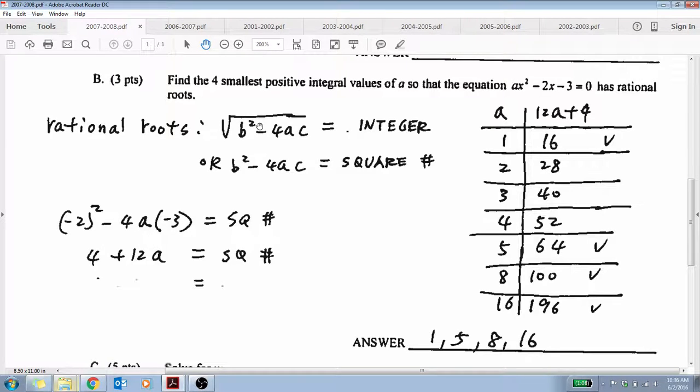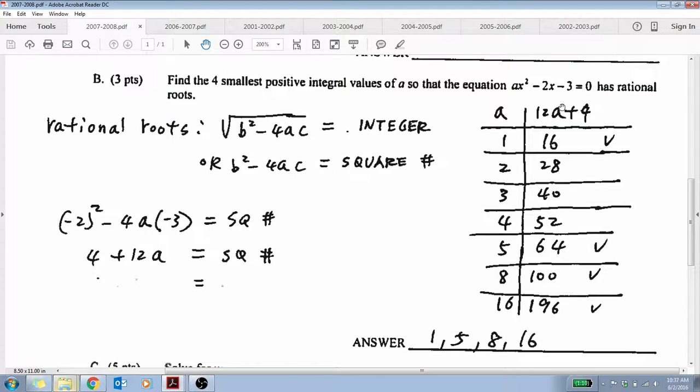So I know that in order for this to have rational roots, I need to have a perfect square. So b squared minus 4ac must be a perfect square. Well, in this case, b is the coefficient of the x term, so b squared would be negative 2 squared, minus 4 times a times c. C is negative 3, the constant term, and that's going to be equal to a square number. So this would be 4 plus 12a, which we know must equal a square number.